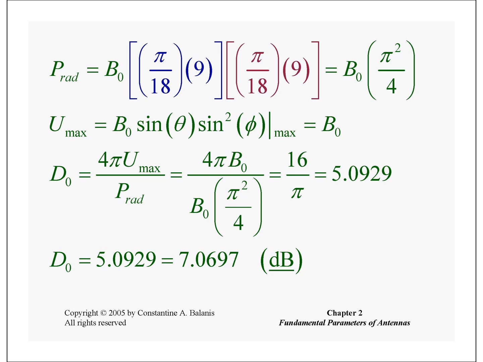Maximum radiation intensity, as I said, will occur at theta equal to 90 and phi equal to 90, and it will be equal to B naught. Now using the formula of the directivity, which is equal to 4 pi U max divided by P rad, putting all the values, comes out to be 5.0929. And on dB scale, taking the log, will give us 7.0697 dB.